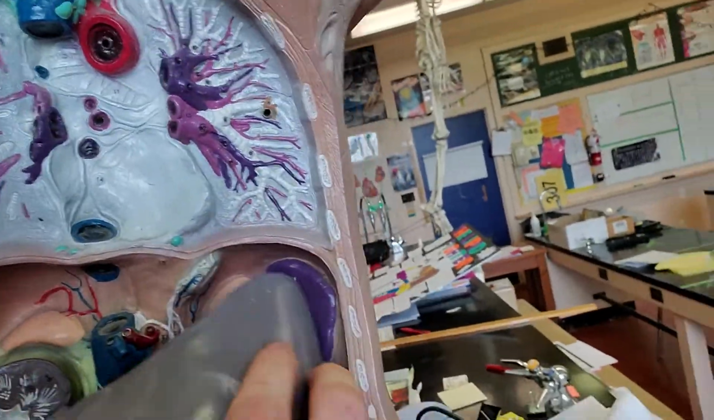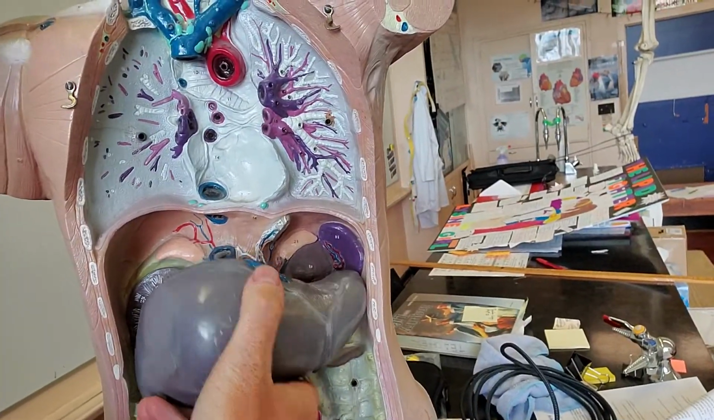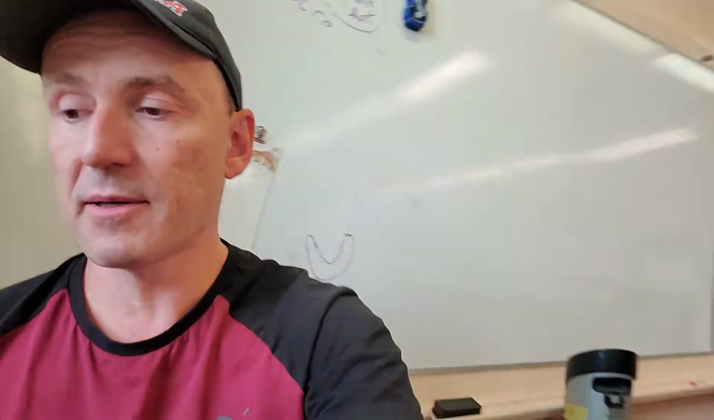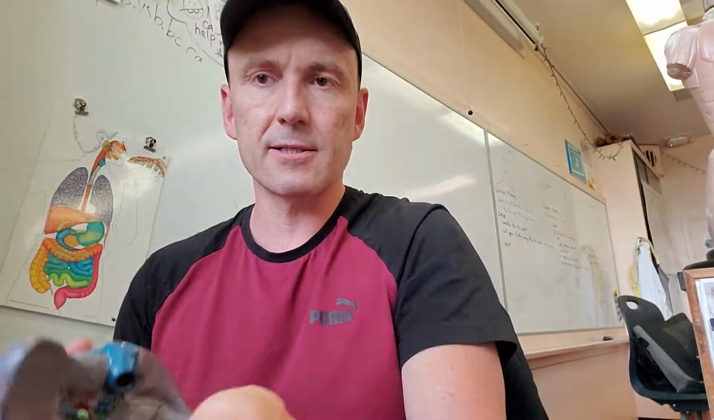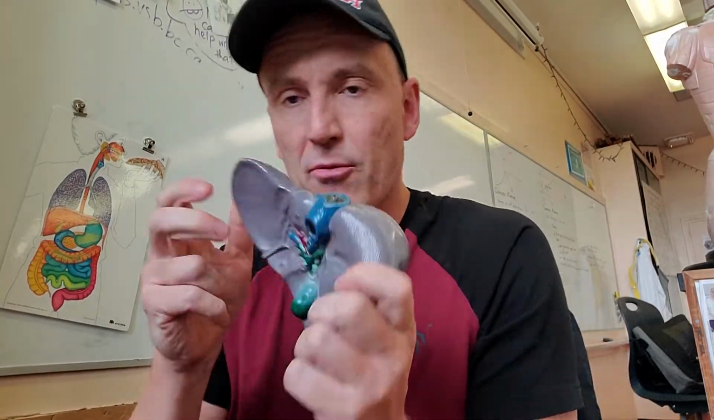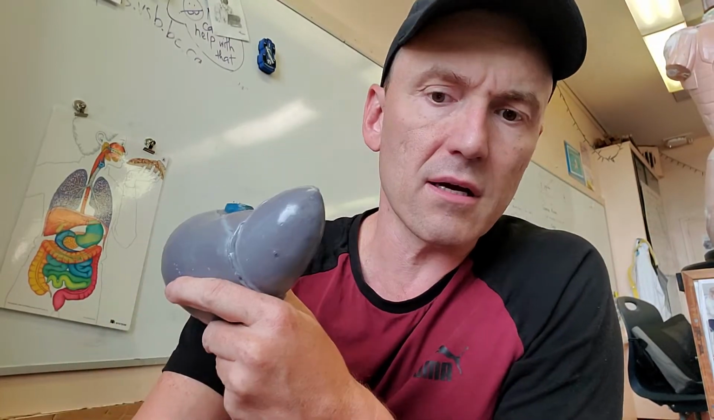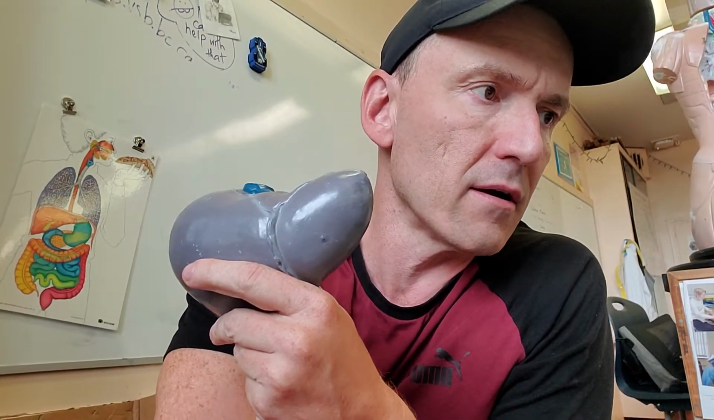The liver sits over here. It's a large organ. Where is it? There it is. It's a very large organ. And the liver is related to a whole bunch of stuff, but it's related to digestion. What the liver does is the liver breaks down red blood cells. So it's got a bunch of roles. So let's talk about the roles of the liver here.